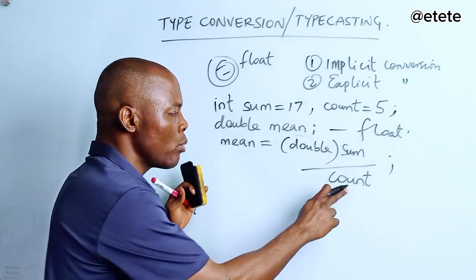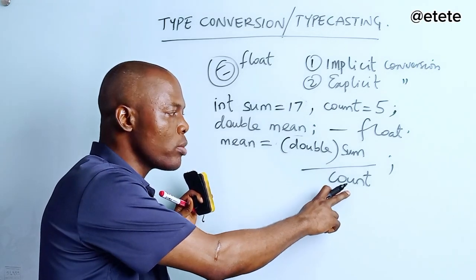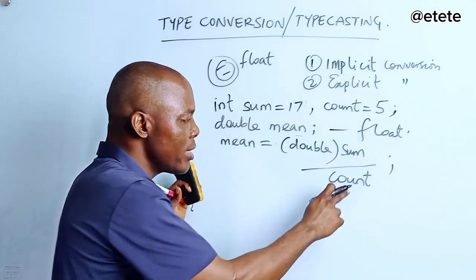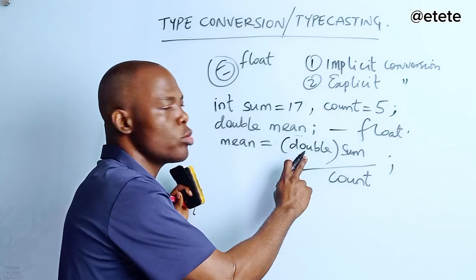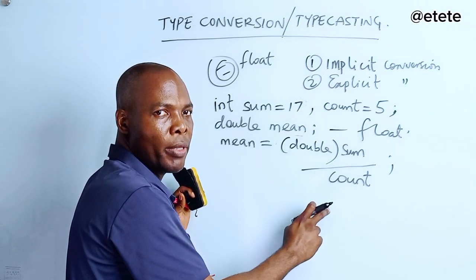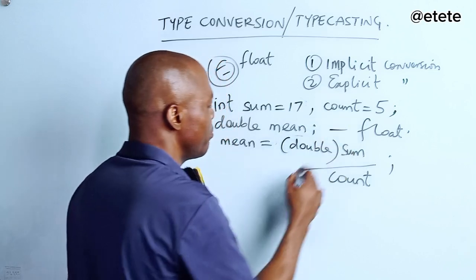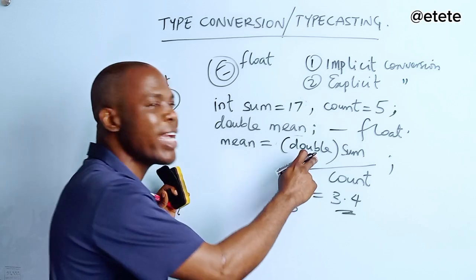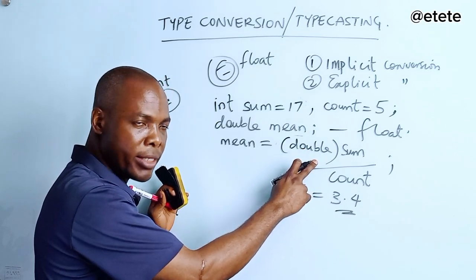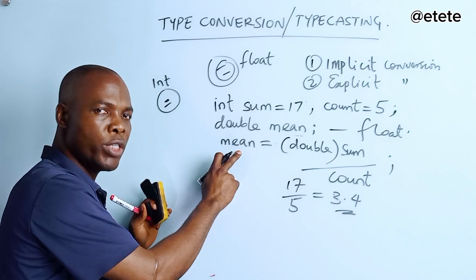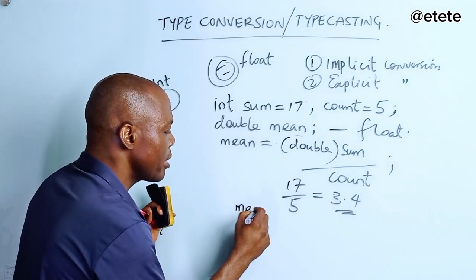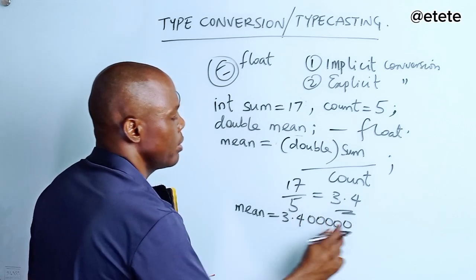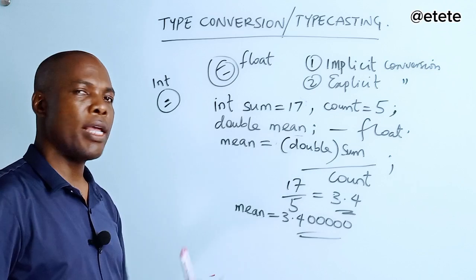Implicitly, the compiler will promote this count too, because it will not be able to carry out this division on 2 different RAMs. So the compiler will automatically, implicitly convert this count also to double before the division will take place. Now, once the division takes place, it will give me 17 divided by 5. That will be 3.4. So this is happening inside the double RAM, which is the float RAM, right? Before assigning it to this variable, which is mean. So mean will give me 3.4. So this is what I want, and it will give me this as my output.